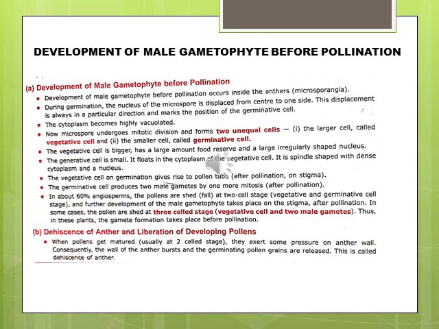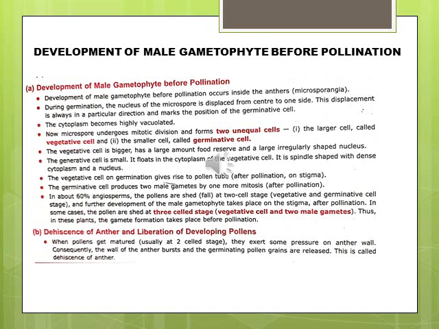What do we call this? Two cell stage, that is vegetative cell and germinative cell. Now their function is, the germinative cell further will make two male gametes, and that too after pollination only. And the vegetative cell also gives rise to the pollen tube, but this occurs only after pollination.